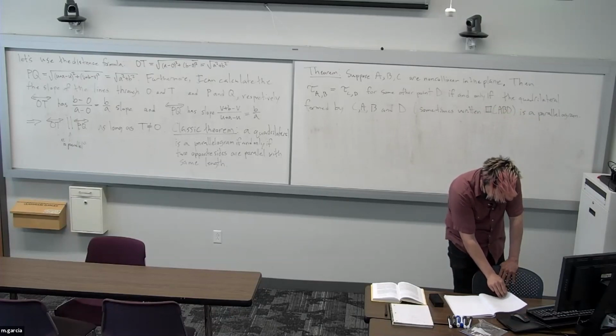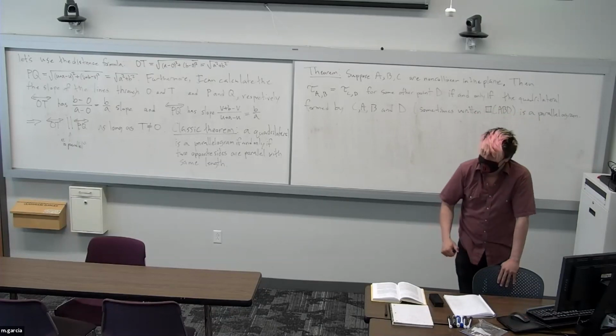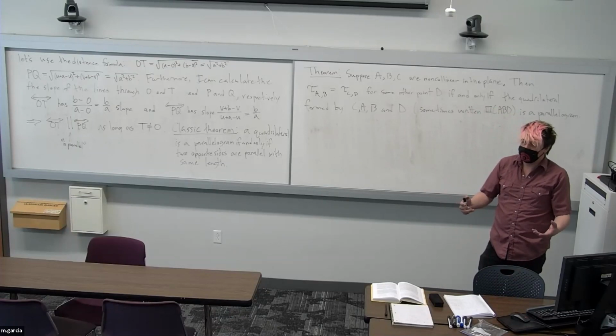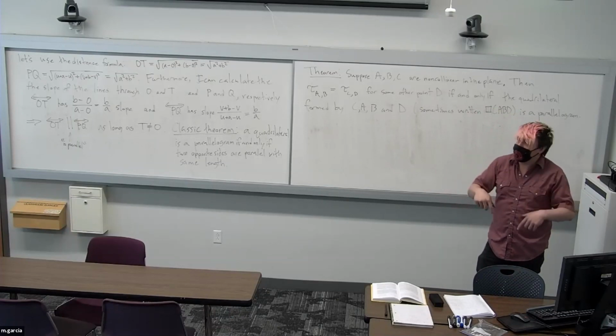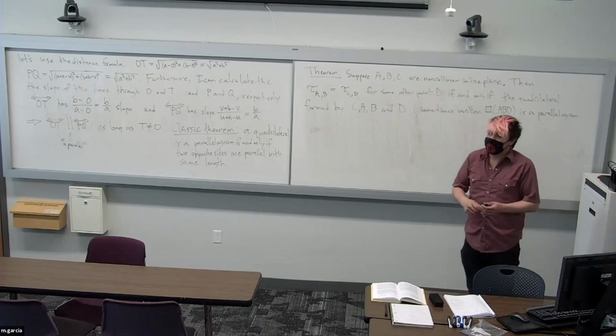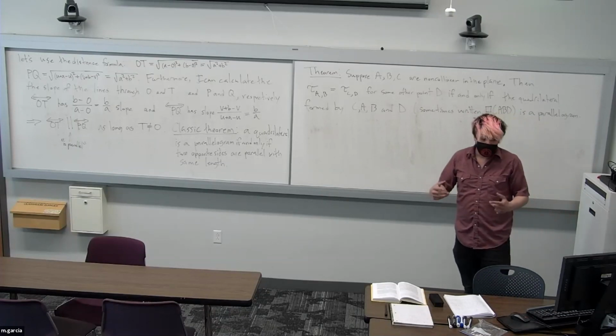I think we'll stop there for today because then we're going to talk about how translations are collineations, and then talk about a certain subclass of translations. And these will be our first two important examples of transformation groups.